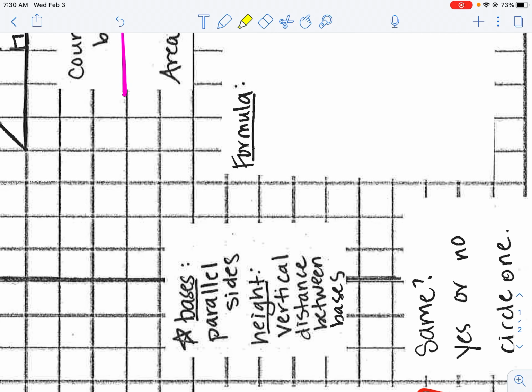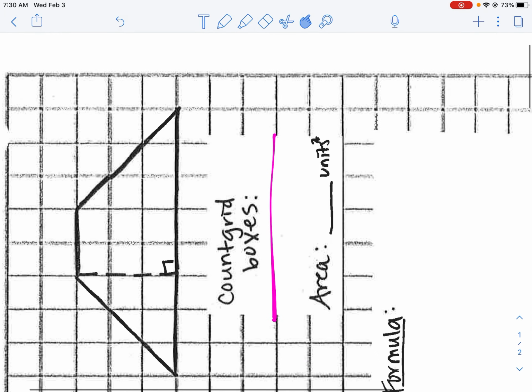Okay, let's try the next one. So then here are just some notes for you. Again, the bases are the parallel sides. The height is vertical, and it's the distance between the bases. All right, let's look at the second one.